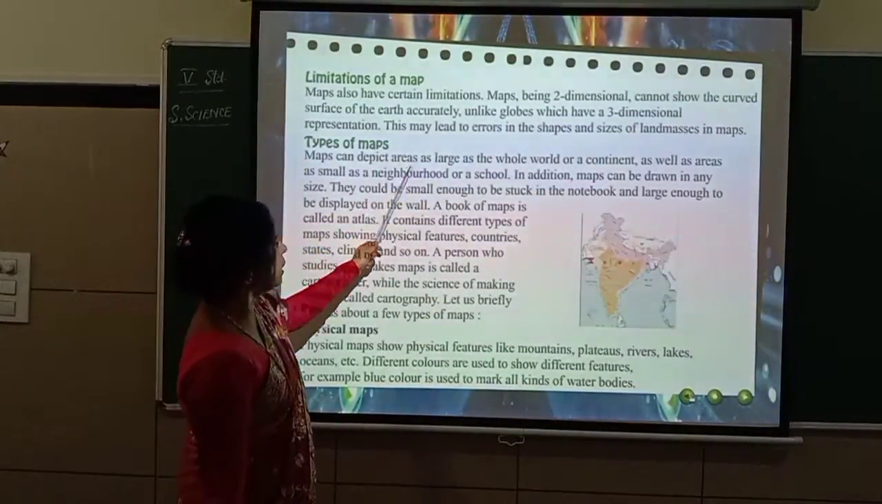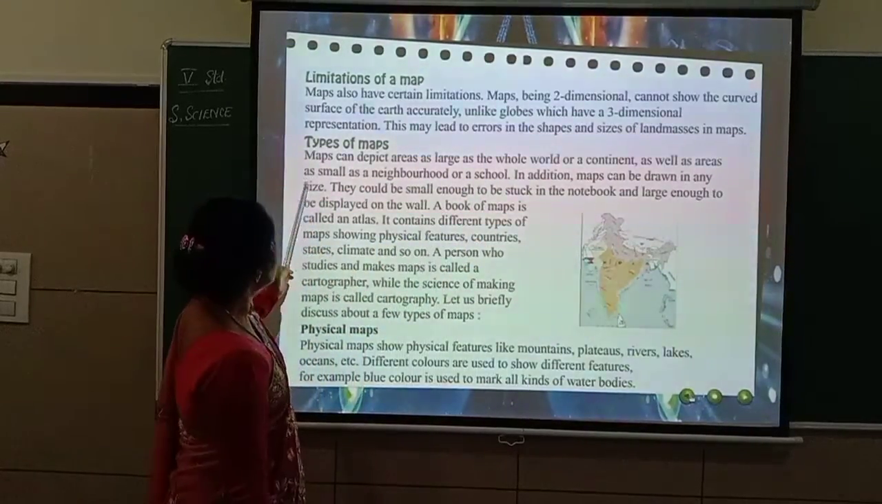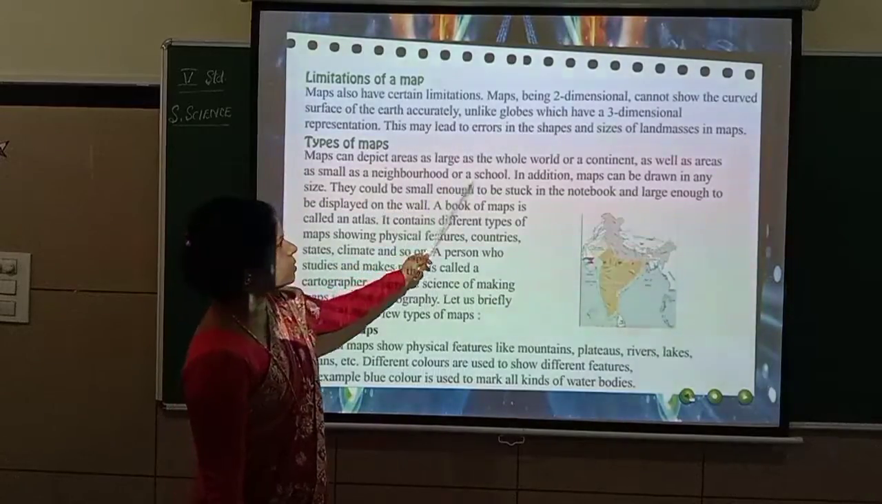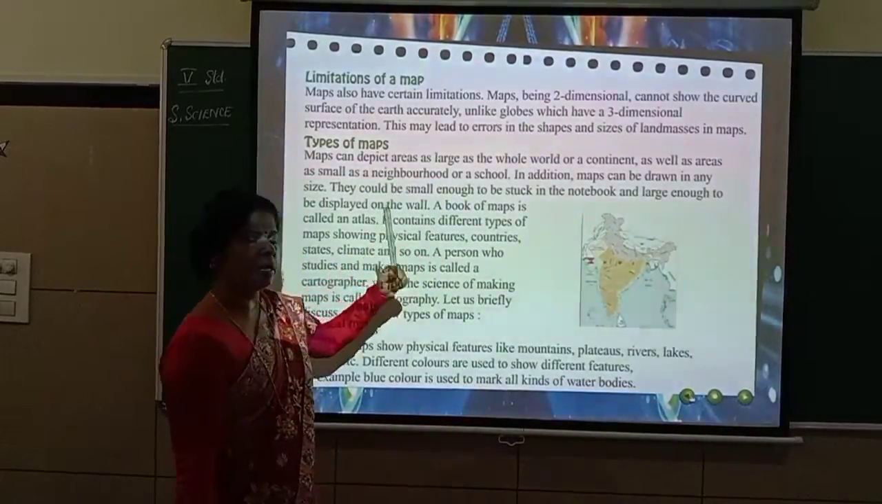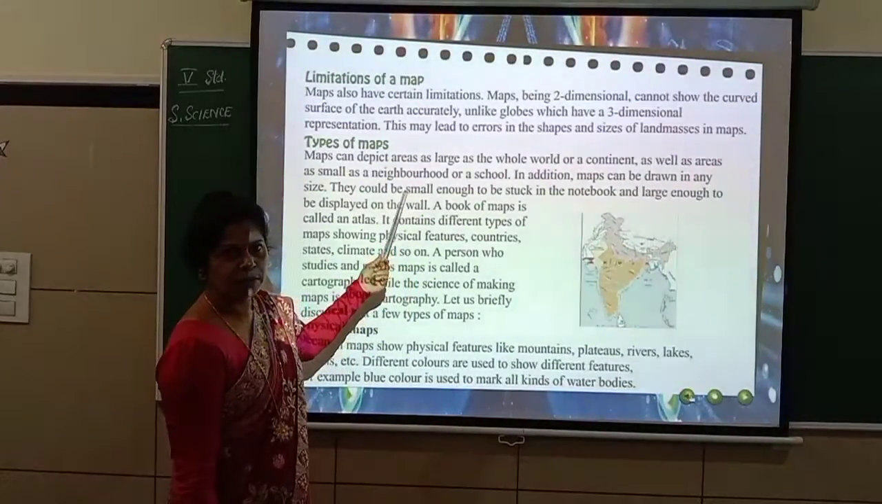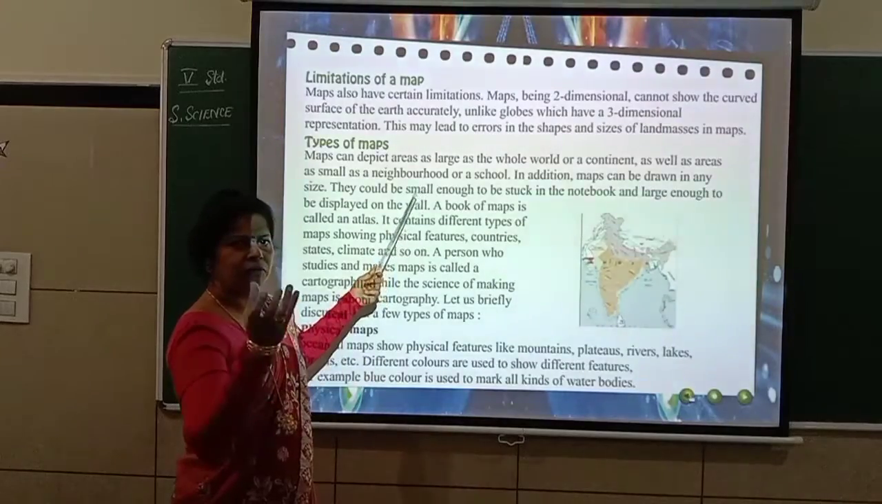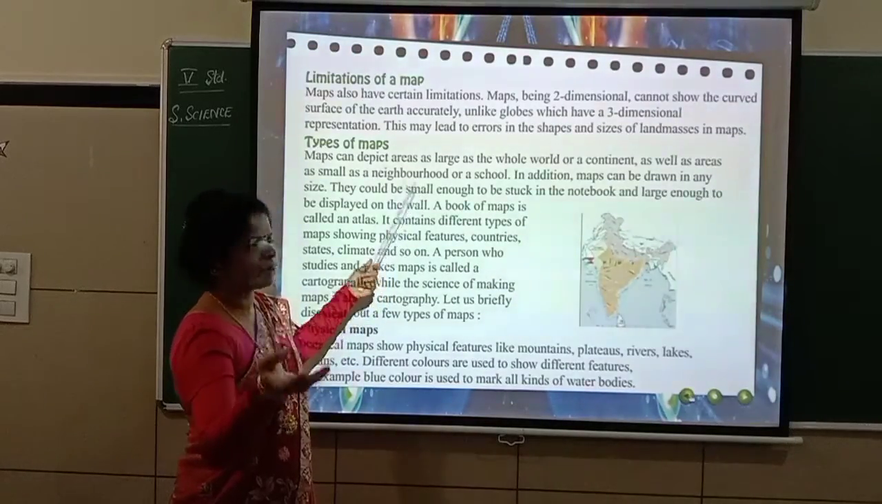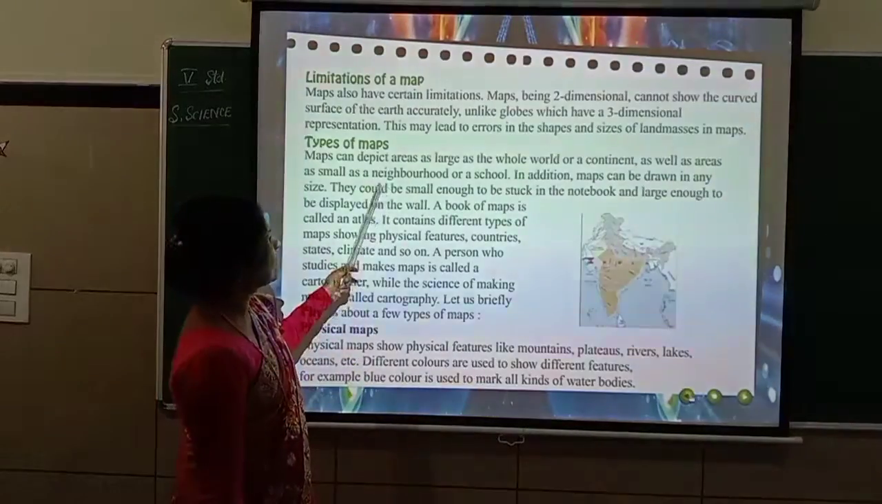Maps can depict areas as large as the whole world or a continent, as well as areas as small as a neighborhood or a school. That means you can draw very big maps to show the whole world, and you can also make a map of a small area. For example, only our school, you can show it as a map. You understood? So that is the meaning here.